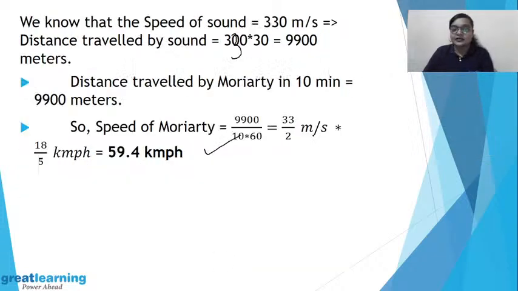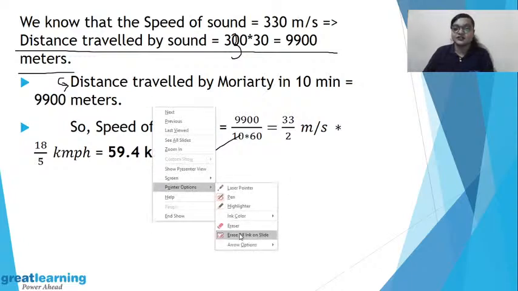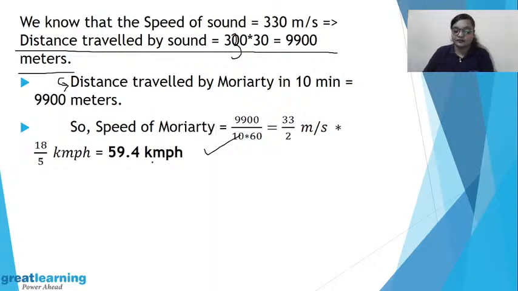So if we equate it, we will get the distance traveled by sound, that is 9,900 meters, which will also be equal to the distance traveled by Moriarty. Then if I simplify it, I will get the correct answer, right? Unit conversion is also something which is very, very important.